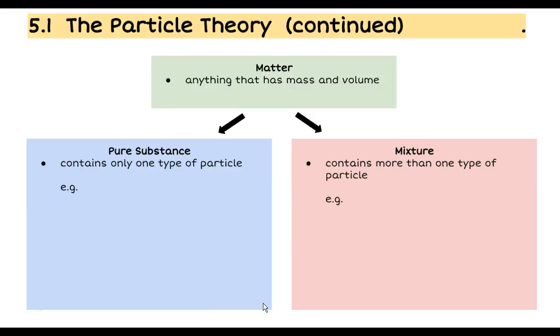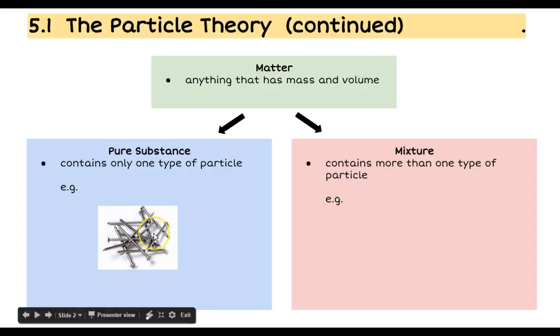Okay, so let me start by giving you some examples that will help you to differentiate between these two. Sometimes it's not obvious, but we're going to start you off with some examples that I think will make sense to you. So I want you to imagine that you have an iron nail, and that nail is composed entirely of particles of iron, right? So if you were to zoom in, that's exactly what you would see, atoms of iron. So that contains only one type of particle, which is why I've placed it in the pure substance category.